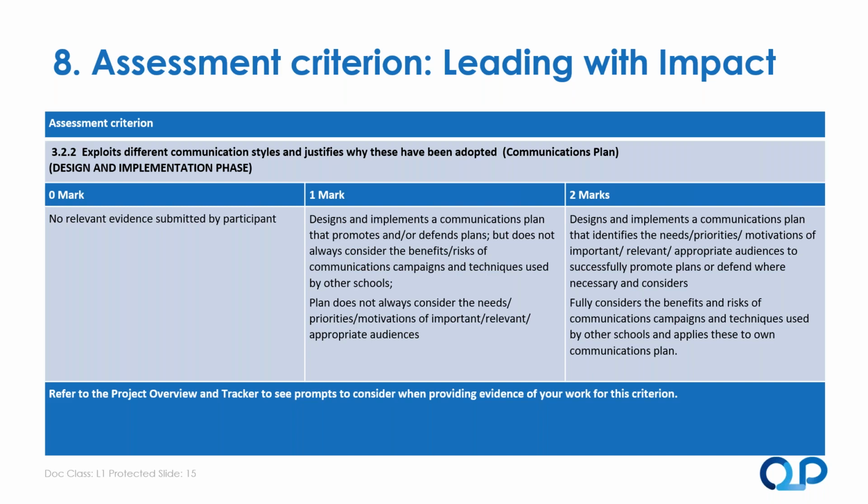This criterion has the communication plan as a required supporting document. Again, look at the language around the 2 marks. So you have to look at benefits and risks of campaigns and techniques used by other schools and how you've looked at those and applied those to your plan.